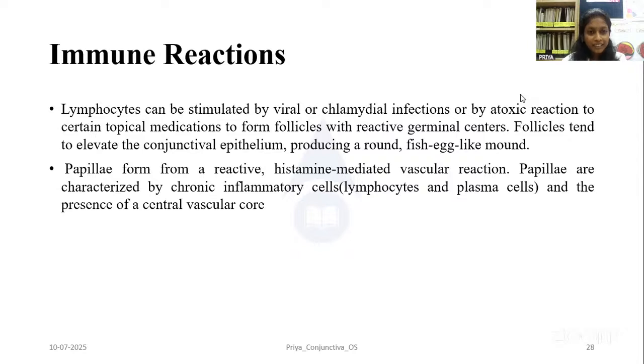Lymphocytes can be stimulated by viral or bacterial infection or by a toxic reaction to topical medication to form follicles with reactive germinal centers. Follicles tend to elevate the conjunctival epithelium, producing a round, fish-egg-like mound. Papillae form from a reactive histamine-mediated vascular reaction. Papillae are characterized by chronic inflammatory cells, lymphocytes, and plasma cells, and the presence of a central vascular core.